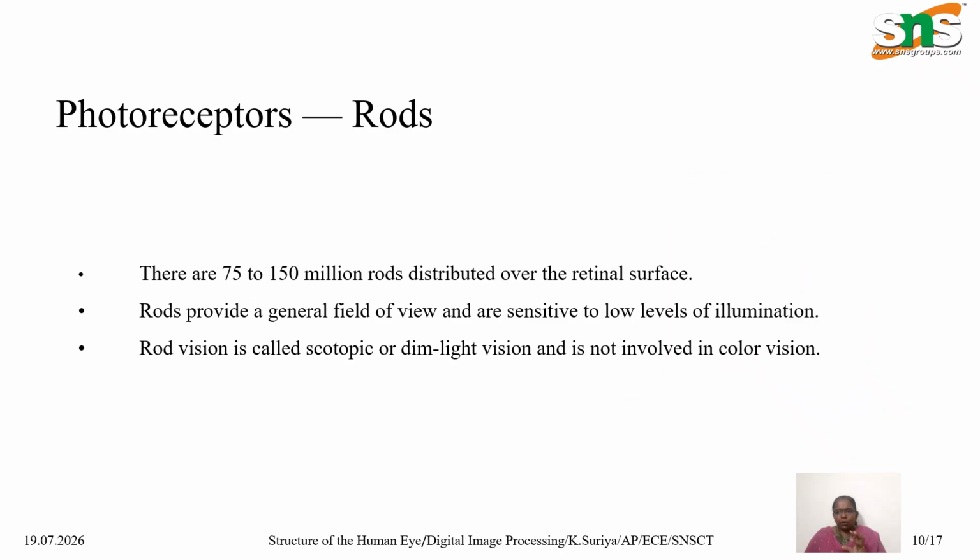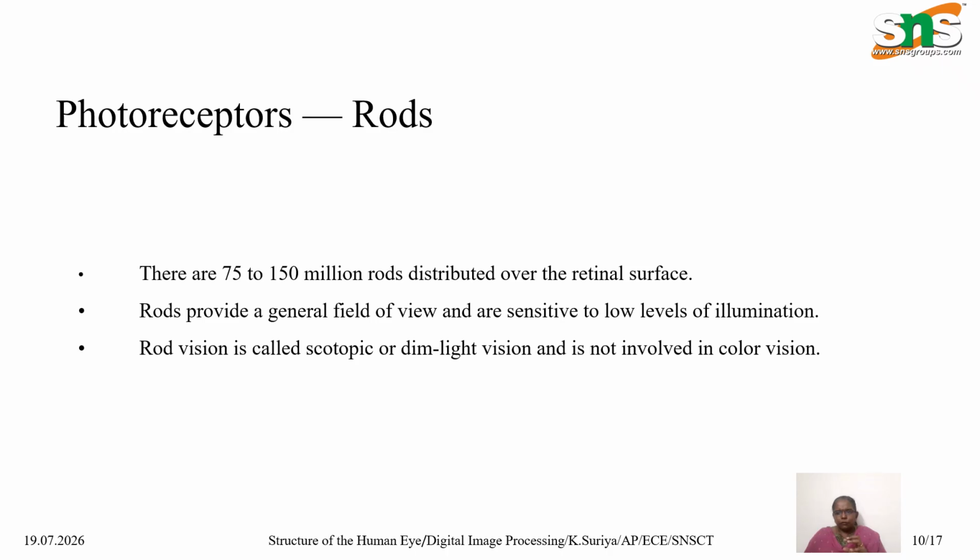On the other hand, rods are much more sensitive to low levels of light. They provide night vision and help us detect movement, but they do not distinguish colors. Rods are spread across most of the retina, enabling us to see even under dim light conditions.